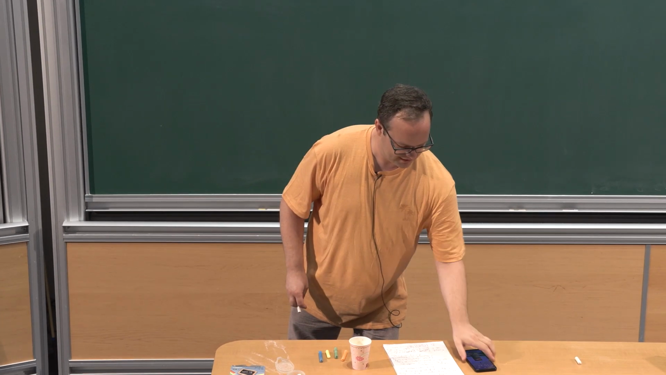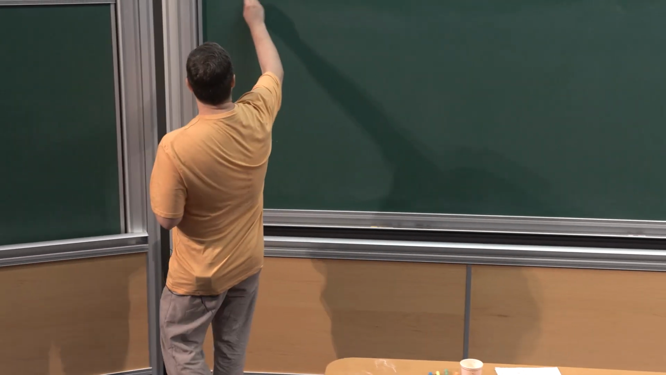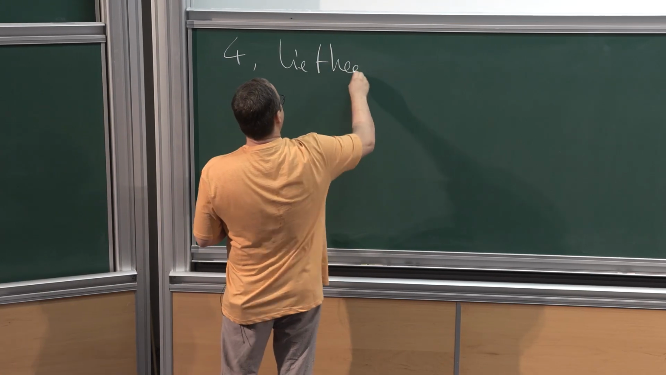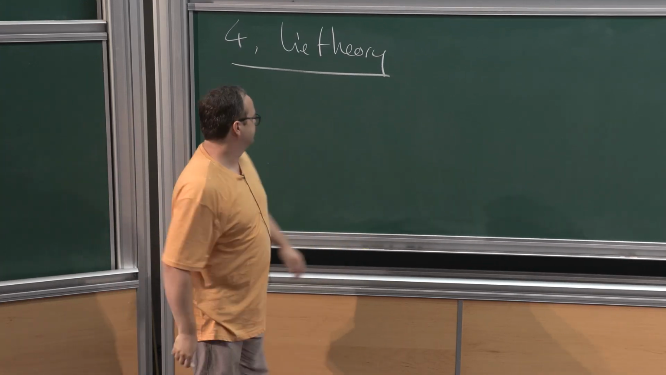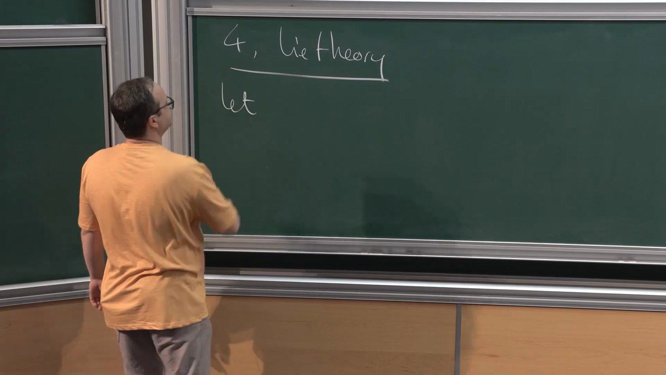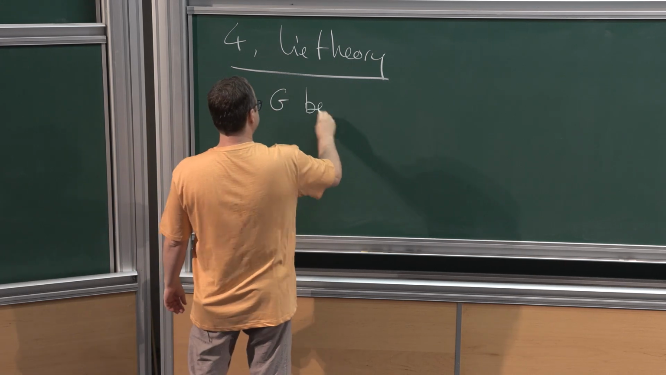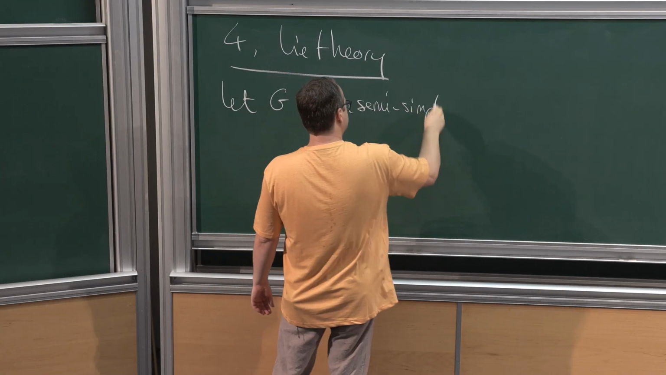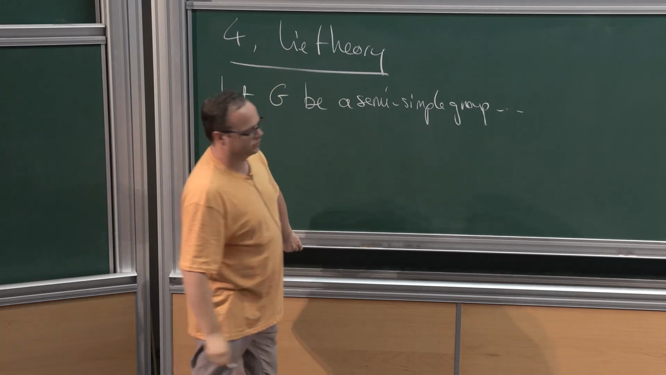So for this last lecture, we're going to change settings a little bit. That would be the fourth part, and this is finally Lie theory day. So now we're going to start, as we like to start our sentences, by saying: let G be a semi-simple group, over R.